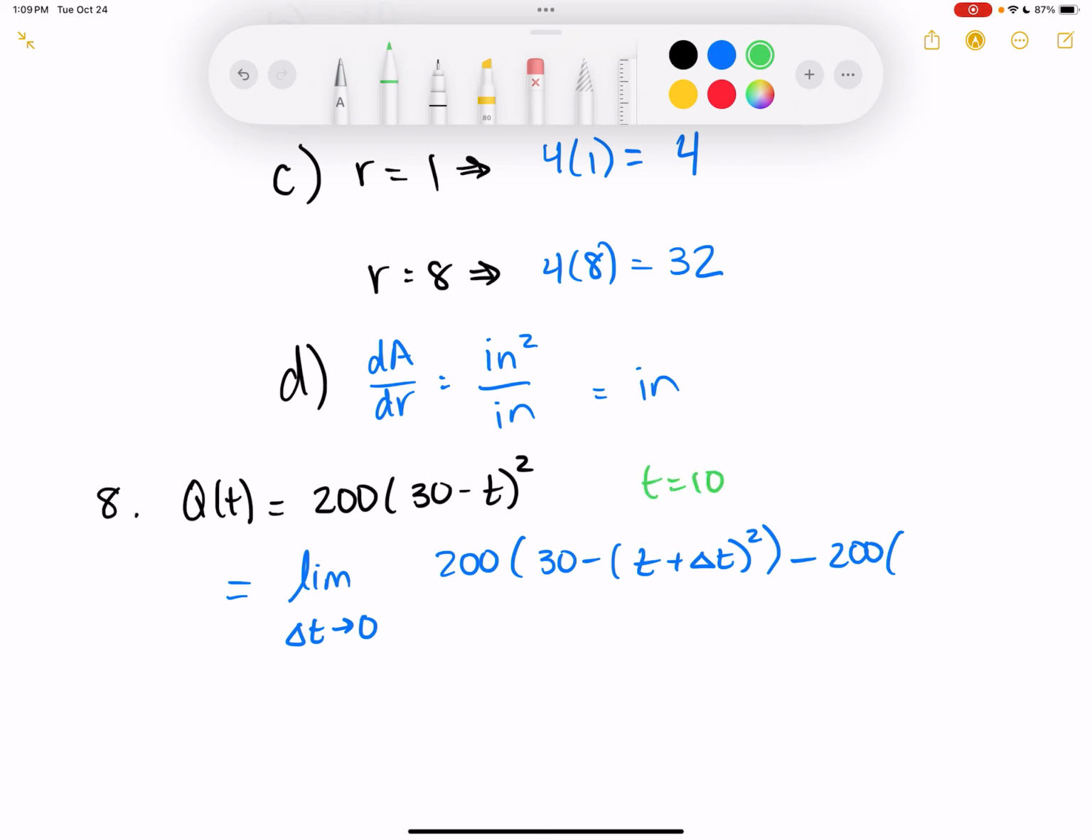Where did you get that from? The problem. Oh, okay. How fast is the water running out at the end of 10 minutes? Oh, I didn't hear the 10. Yeah, that's why I said. So times (30 minus 10) squared over delta T.